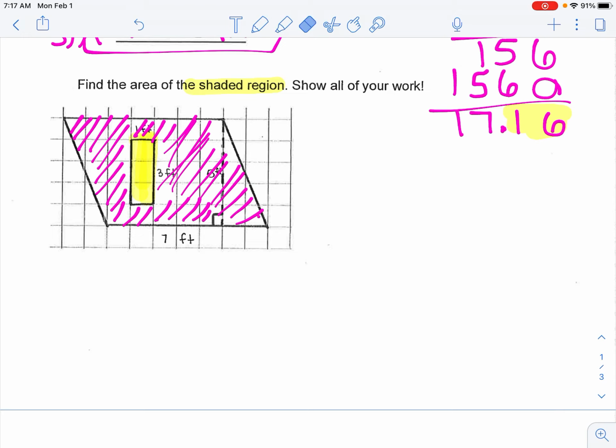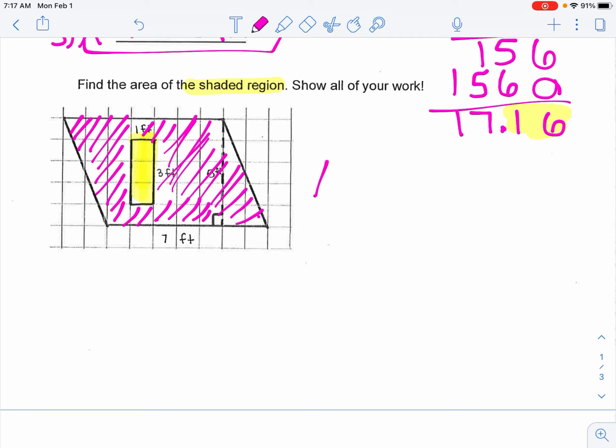Notice what is not shaded. The area that is not shaded is kind of like a little door. That little yellow rectangle in the middle of the parallelogram. So it's as if I had a piece of paper, but I cut out a rectangle in the middle of the piece of paper. So how much paper would be left after I cut out the rectangle?